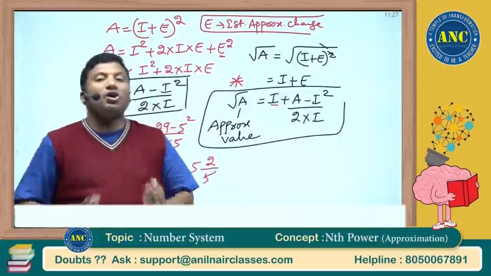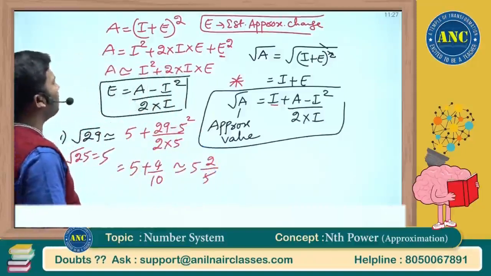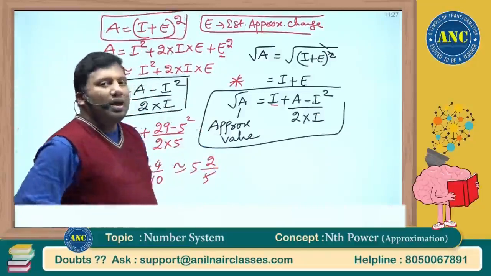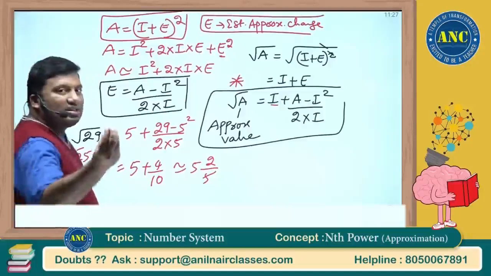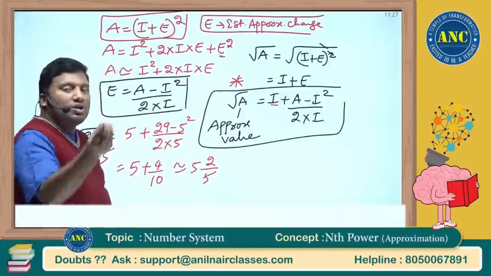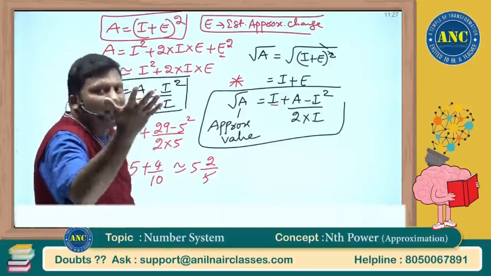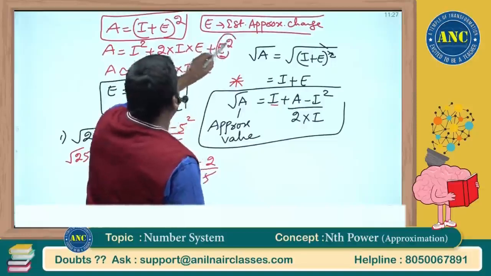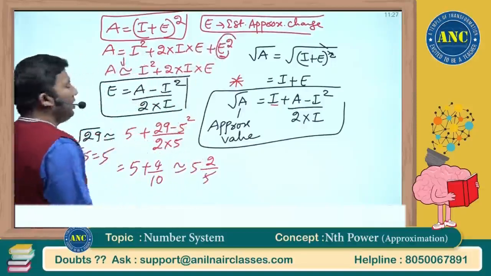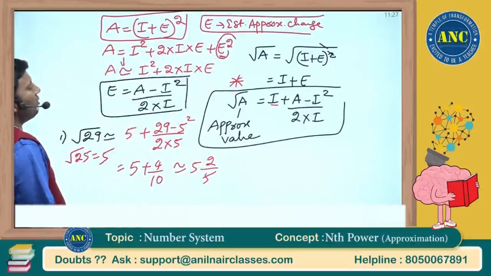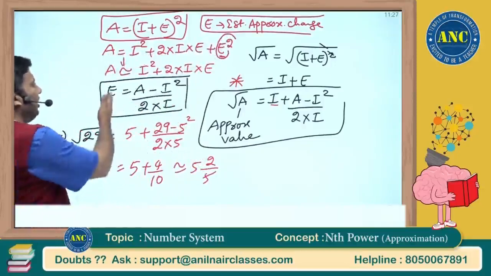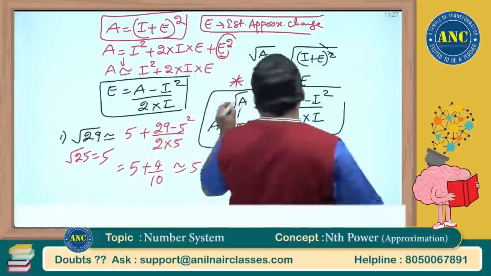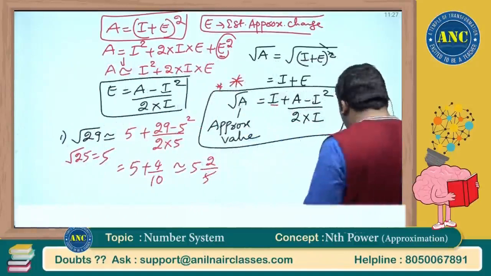How to find the approximate value of a non-perfect square, with a proof. A is nothing but I plus E whole square. I is the nearest integer. E is the estimated approximate change. Square root of 31 is 5 point something. That something is nothing but E, a very small value. Because I require approximation, A is approximated to I square plus 2 into I into E. So E is nothing but A minus I square by 2 into I. I hope the idea is clear.